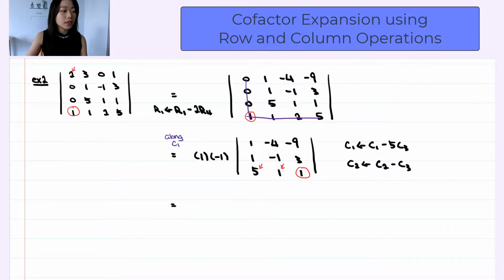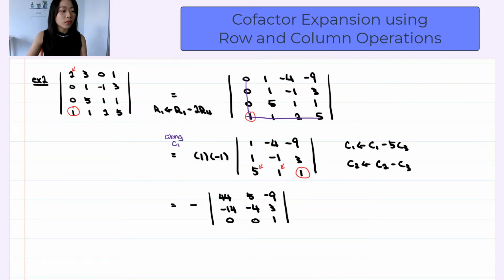Then this becomes, remember the negative sign in front? Column 1 is now 1 plus 45, that is 44. Then 1 minus 15, that is negative 14. And 5 minus 5, that is 0. In the second column we have negative 4 plus 9, that is 5. Then negative 1 minus 3, that is negative 4. And 1 minus 1, that is 0. And the third column remains the same. Negative 9, 3, and 1.